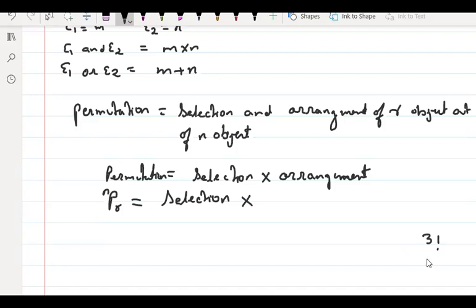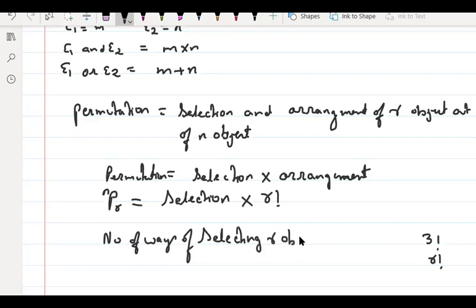So R objects can be arranged in R factorial ways, right? So can I say that the number of ways of selecting R objects is equal to NPR divided by R factorial? Yes or no, guys?